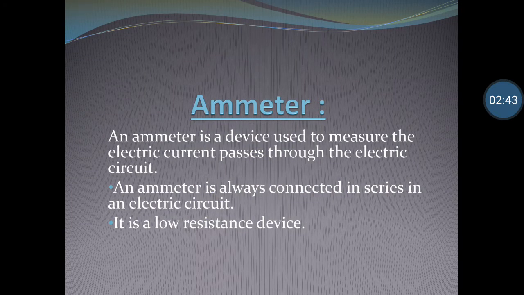Now what is ammeter? An ammeter is a device used to measure the electric current passing through the electric circuit. An ammeter is always connected in series in any electrical circuit. An ammeter has low resistance.